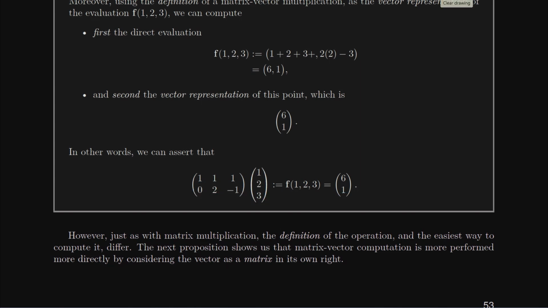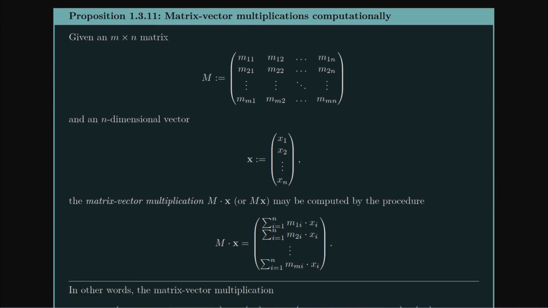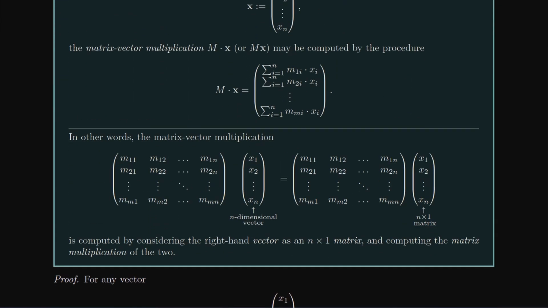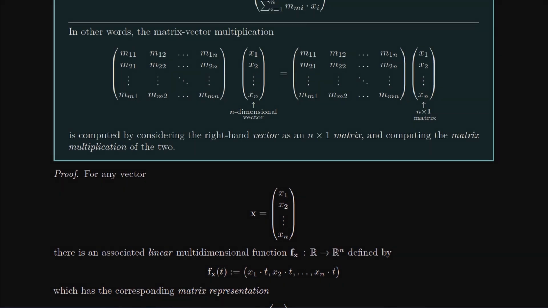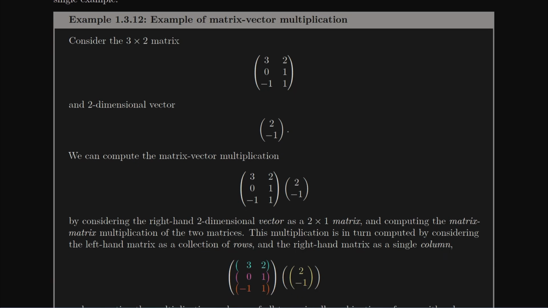And so it really doesn't matter if you think about this product as a matrix vector product or as a matrix matrix product, you're going to be able to compute the answers in the exact same way. And that's what I have in this proposition here, which is to say that you can consider this vector multiplication really as a matrix multiplication and then apply everything we know about matrices to the matrix vector product. So I do have one example of that here.